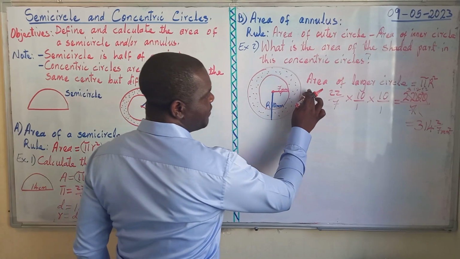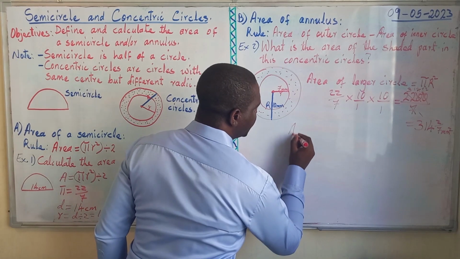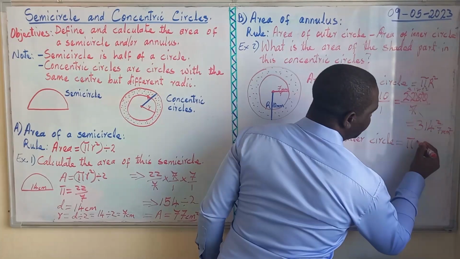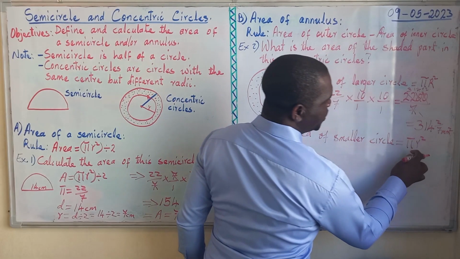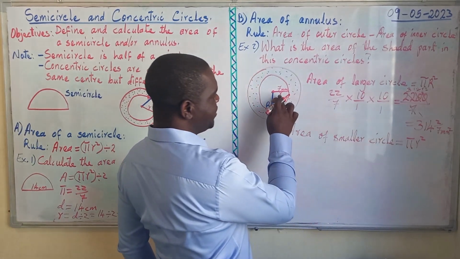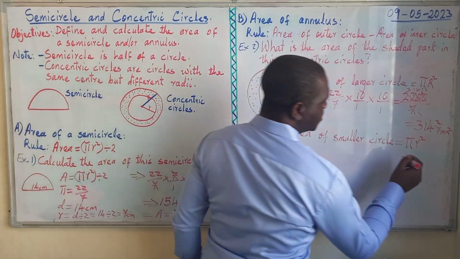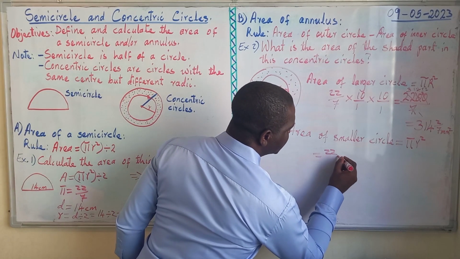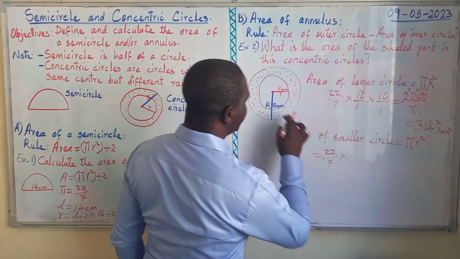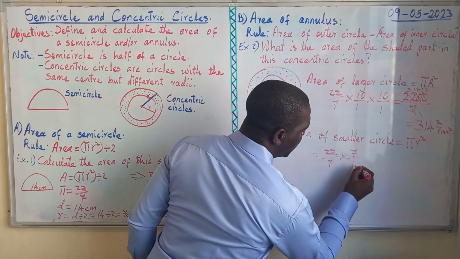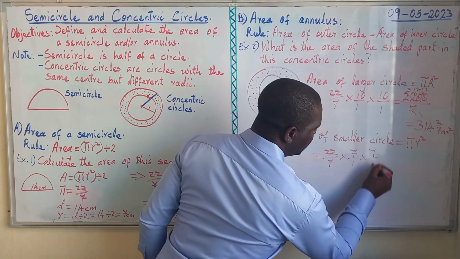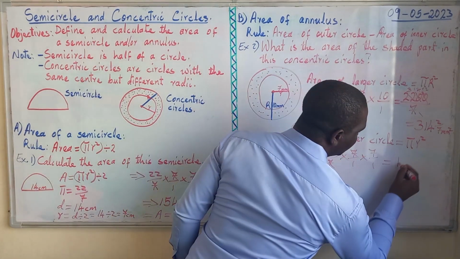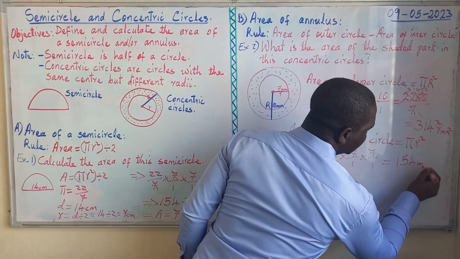Let's go into area of the inner circle. Area of smaller circle, the rule is pi r squared. So we denote this one with small r to differentiate. It's the smaller circle. And we substitute just as above. Pi is 22/7 times radius here is 7, 7/1 times 7/1. 7 can simplify 7, and 22 times 7 is 154 millimeters squared.